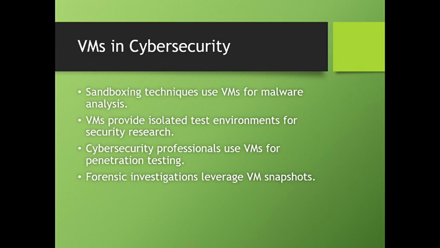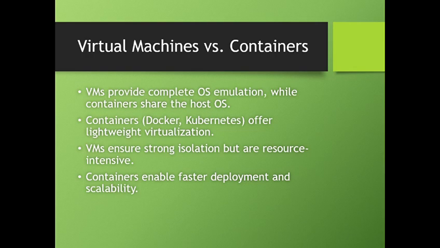Performance optimization in virtual machines: use a lightweight hypervisor, allocate proper resources for CPU, RAM, and storage, enable hardware acceleration such as VT-x and AMD-V, and use storage optimization such as SSD. Virtual machines versus containers. VMs provide complete OS emulation while containers share the host OS. Containers like Docker and Kubernetes offer lightweight virtualization. VMs ensure strong isolation but are resource intensive. Containers enable faster development and scalability.